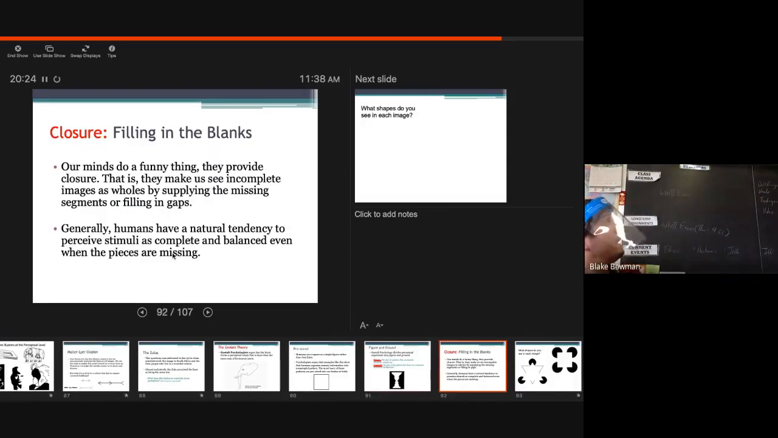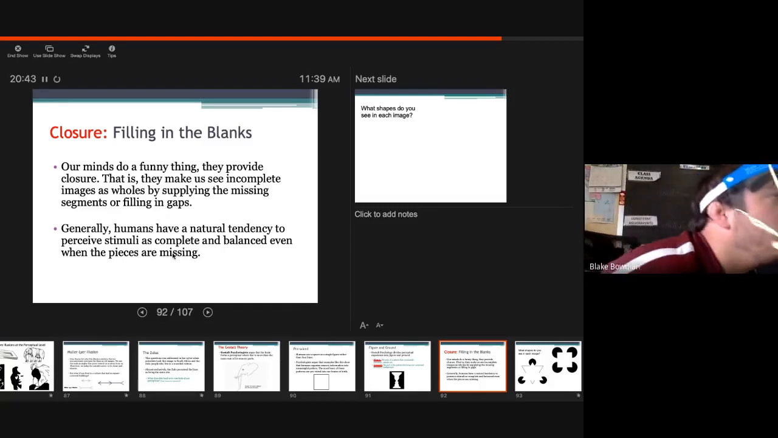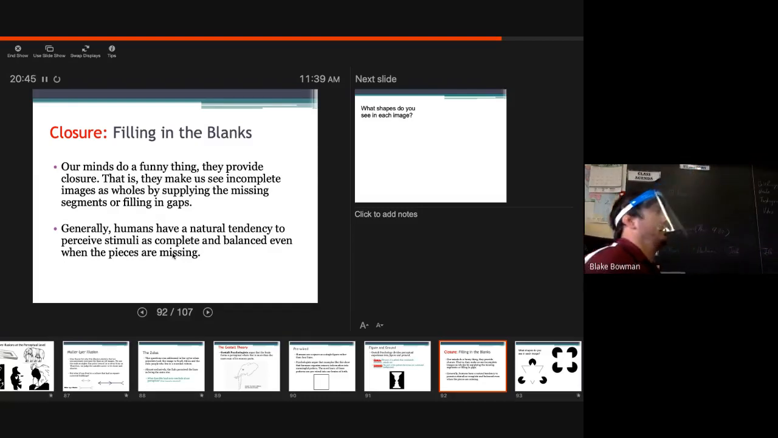All right, real quick, sorry guys. Closure, okay, filling in the blanks. Closure is, like I said, if there's a break in certain lines, and we know for objects especially what they're supposed to be, we can picture them. Even though there might not be a continuation of these lines, if there are breaks in a certain shape, we can still depict what that shape is.